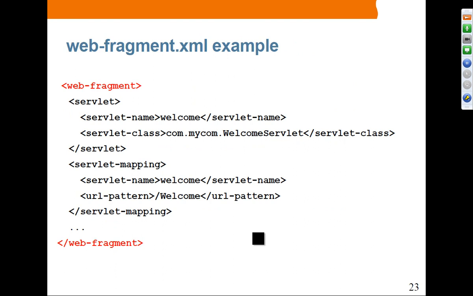So this is a web-fragment.xml file example. Suppose I created a servlet. Well, suppose I'm a third-party vendor, and as a third-party vendor, I want to provide a servlet called, in this case, welcome servlet, right?